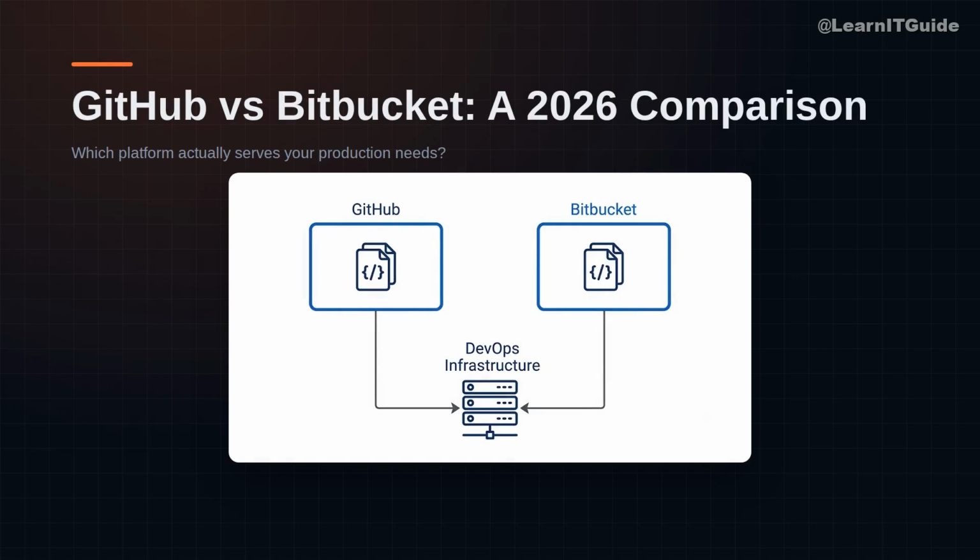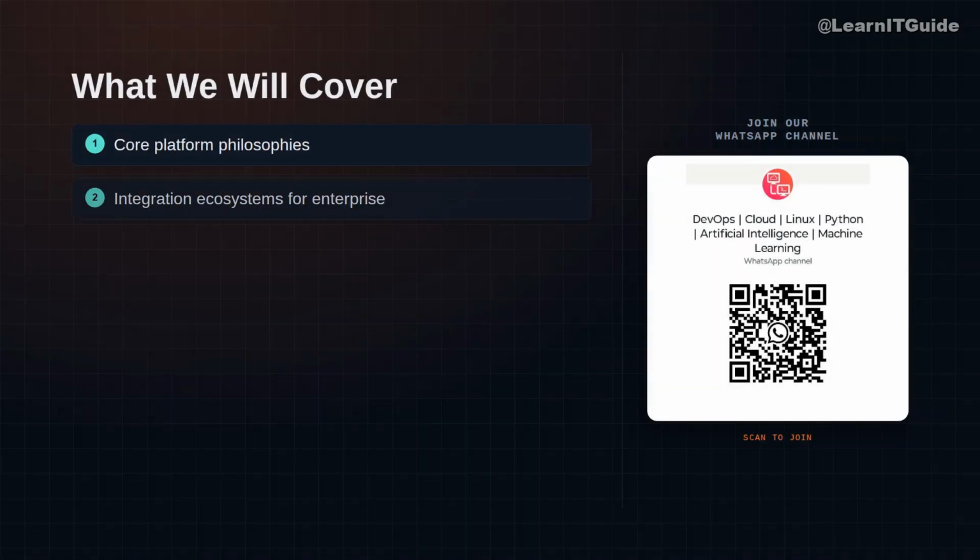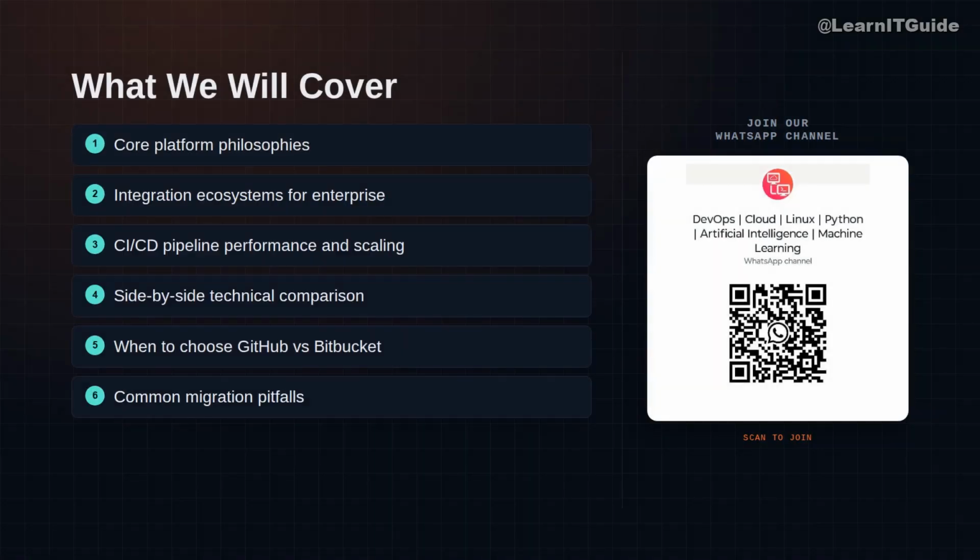decision for your infrastructure. Specifically, we will look at their core philosophies, how their integration ecosystems differ for enterprise teams, and the raw performance of their native CI/CD pipelines. We will also compare them side by side, talk about when to choose each, and cover the common pitfalls that trap teams when they migrate.